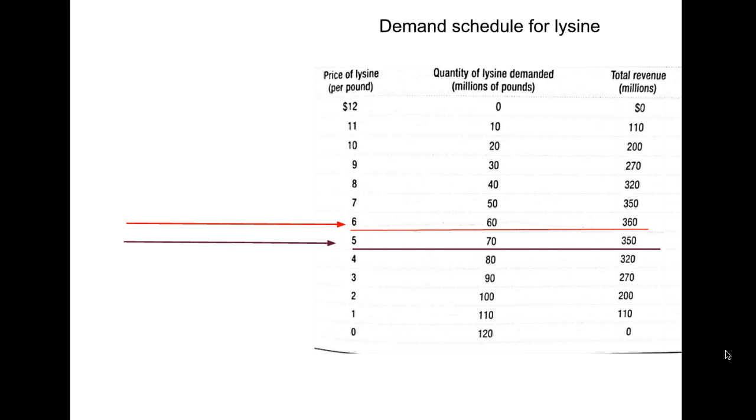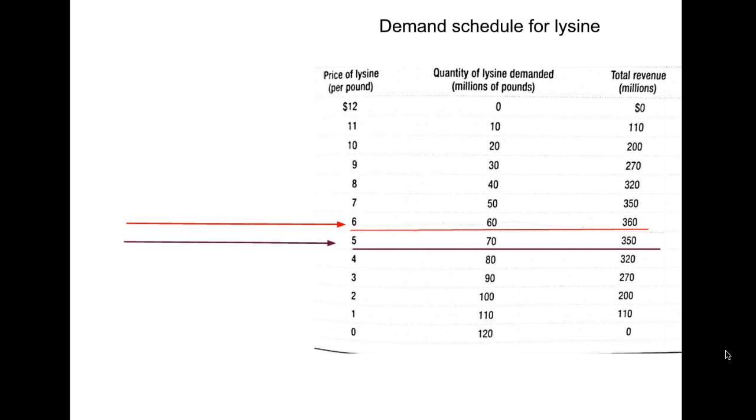The price at which 70 million pounds are demanded is $5. The industry's total revenue would fall from 360 million to 350 million. However, the cheating firm's revenue, the one that produced more than it was supposed to, would rise from 180 million to 200 million. Since we're assuming a marginal cost of zero, this would mean a $20 million increase in profits.